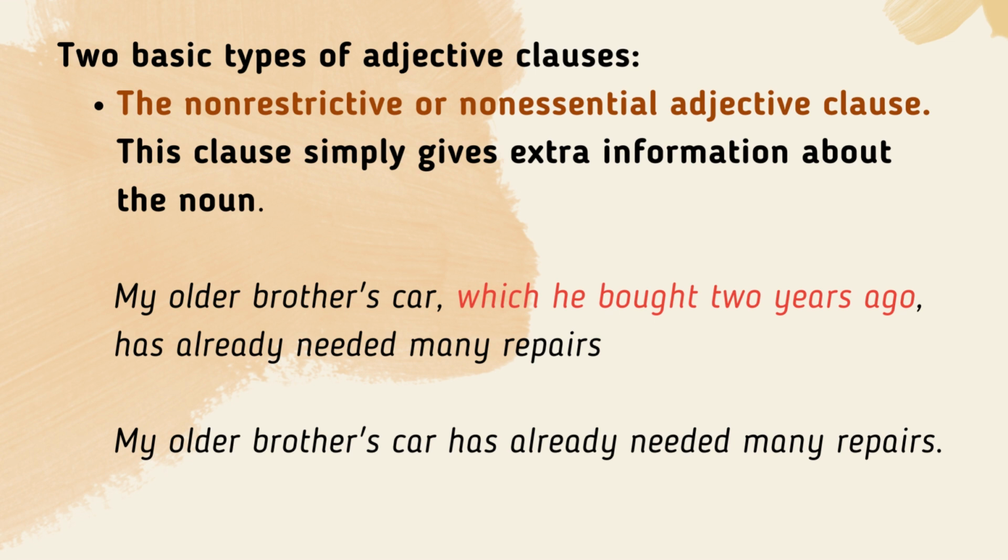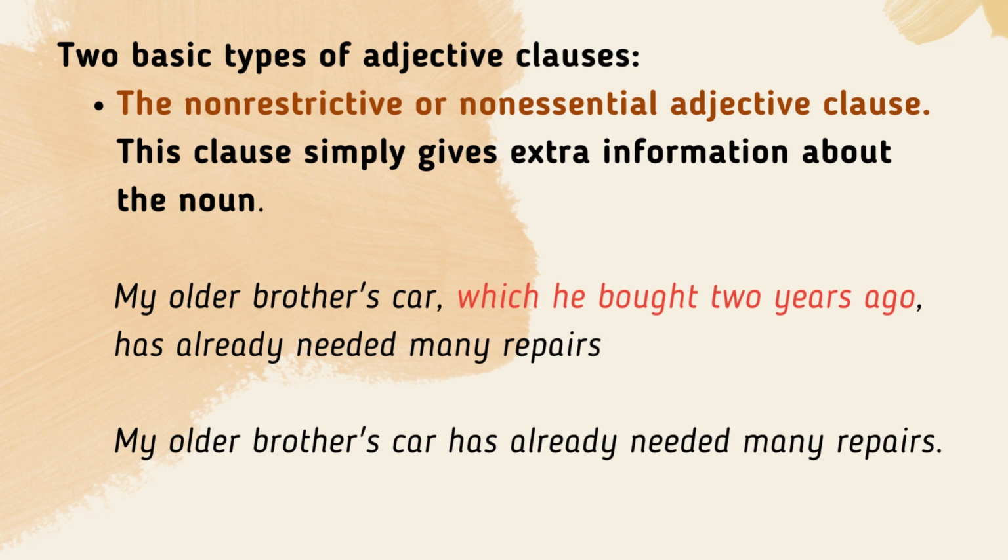In this sentence, the adjective clause is which he bought 2 years ago. It simply gives extra information about the noun. And the sentence still makes sense if we omit it. For example, my older brother's car has already needed many repairs.